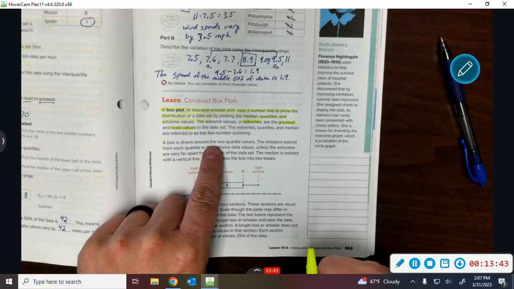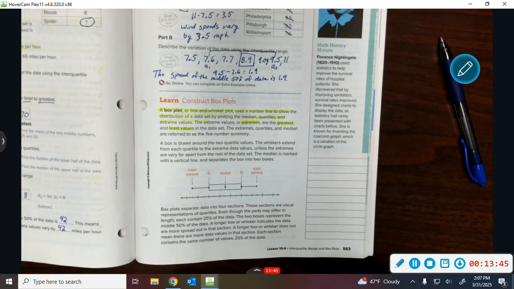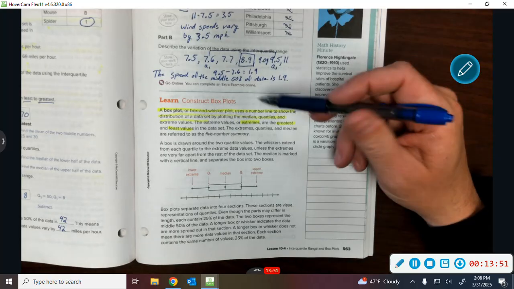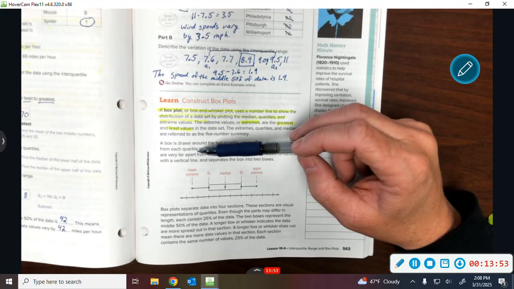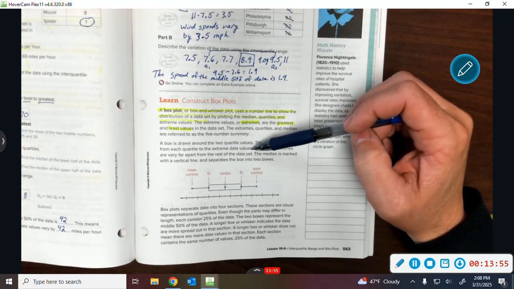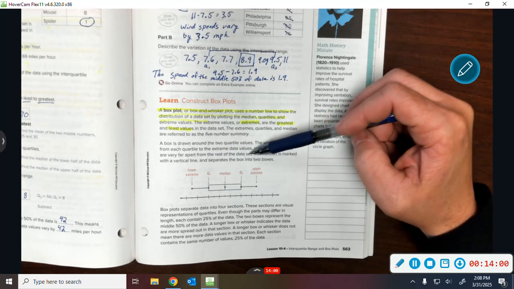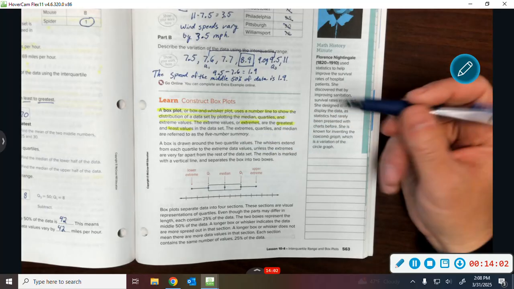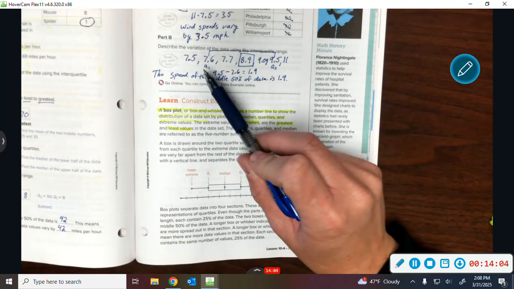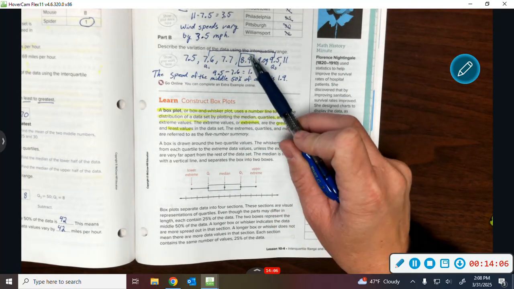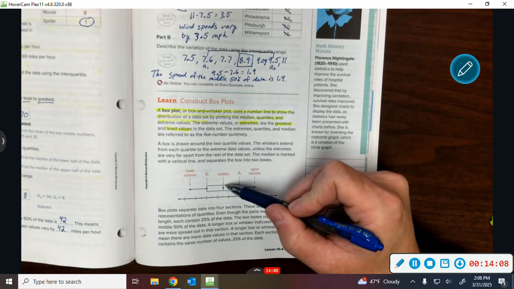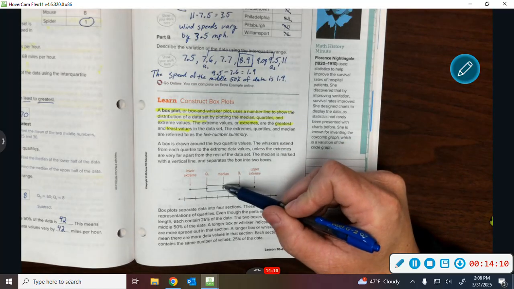The box is drawn around the two quartiles, and the whiskers extend from each quartile to the extreme data values, unless the extremes are very far apart from the rest of the data set. The median is marked with a vertical line and separates the box into two parts. So when we have a set of numbers like this set up here, we find our median, and that's where our dot with a line goes.